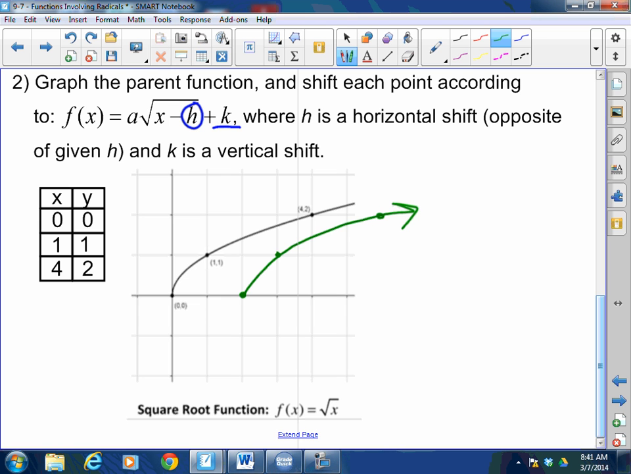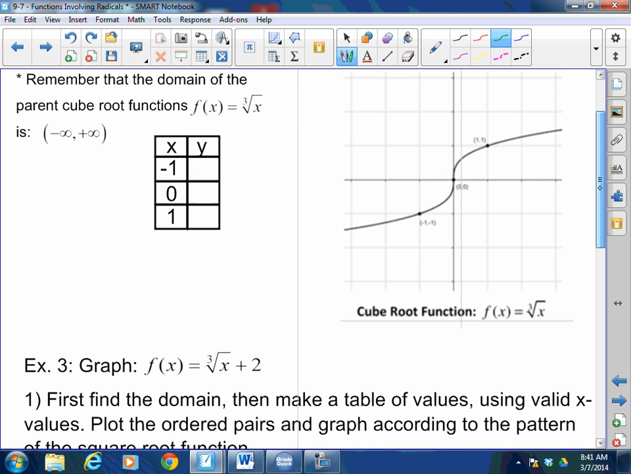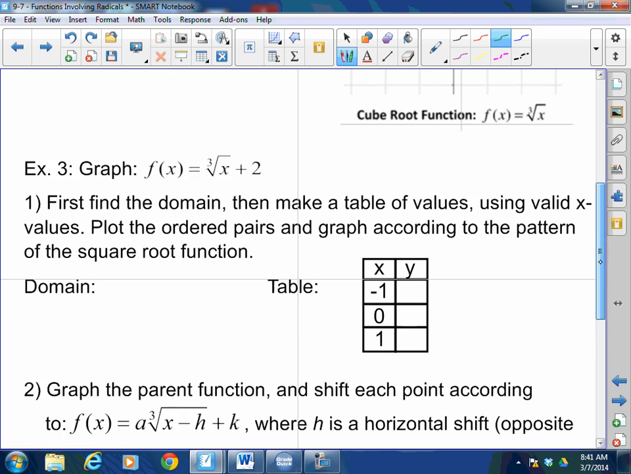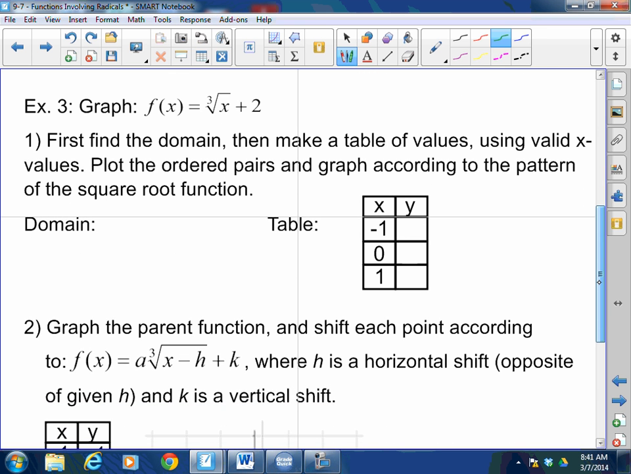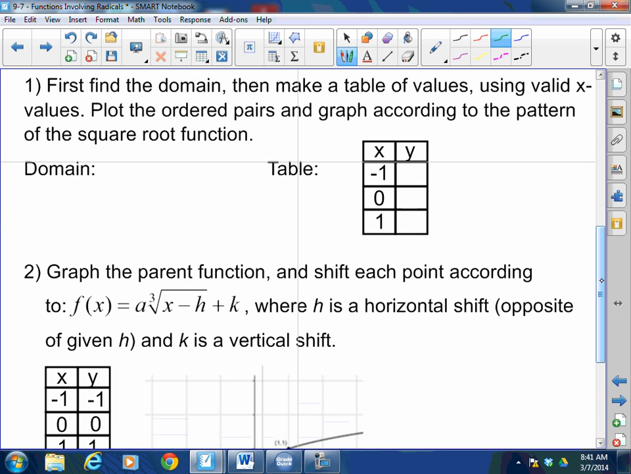Does that make sense? Same exact thing that I did here, you do here with cubic functions. Everything is here for you in your notes, my friends. Read it. I know it's a short class today, but it's stuff that we have seen before, correct? Plug in your values, but for cube roots, remember that you can have negatives.